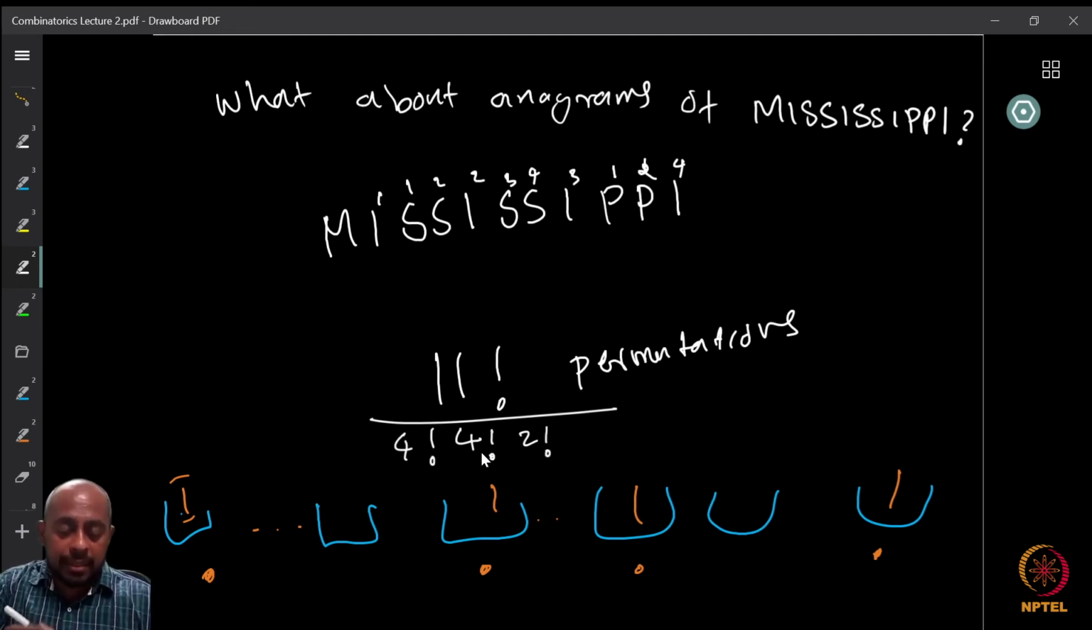Now it is very interesting to see that 11 factorial can be divided by 4 factorial 2 times, 2 factorial once, and still we will get an integer. Because we are counting things, the number of anagrams must be an integer. There is no other possibility. So, anyway, that is just a remark.